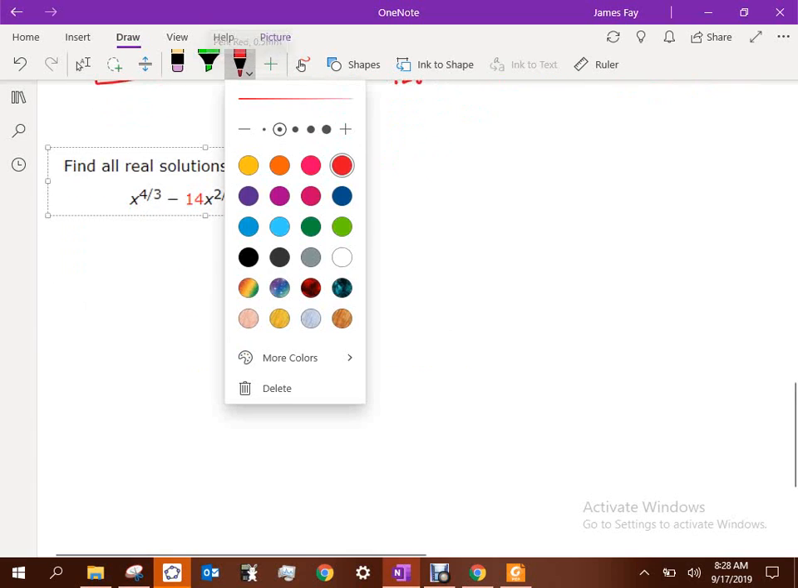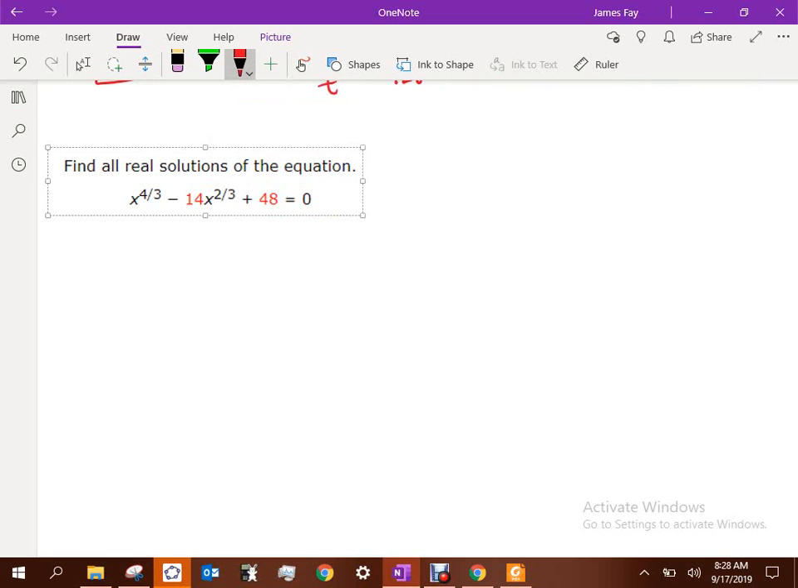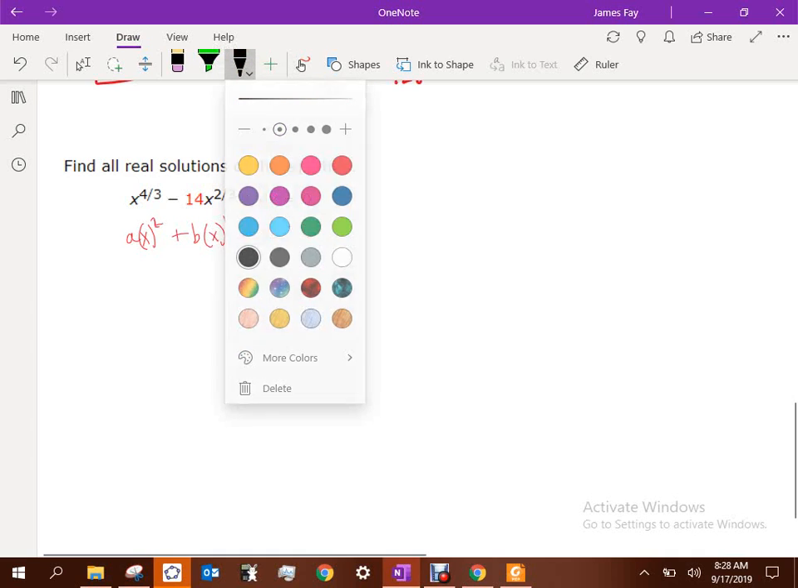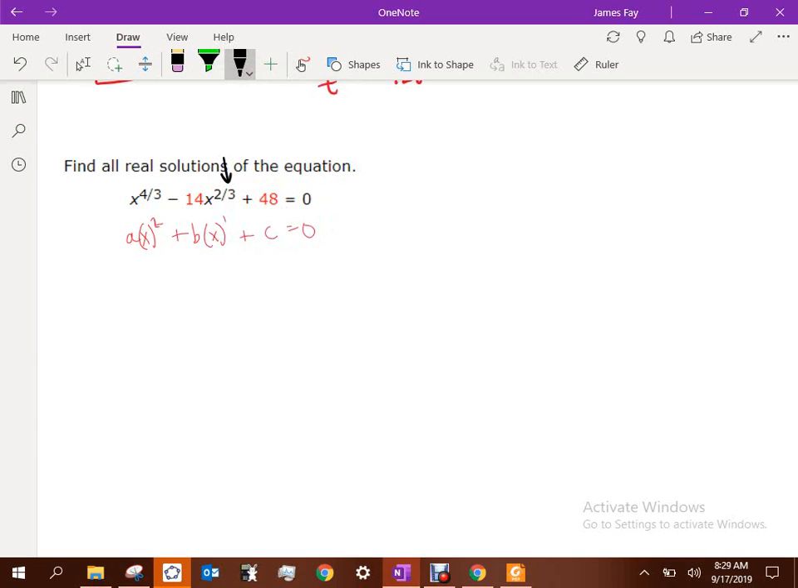So here we're looking to find all real solutions of the equation. First thing I want to look at this and say that it is kind of that structure, right? It's quadratic in form. We've got a relationship between that exponent there and that exponent right there that is the same as if they were 1 and 2. Okay, so it's a 1 to 2 ratio with those exponents.